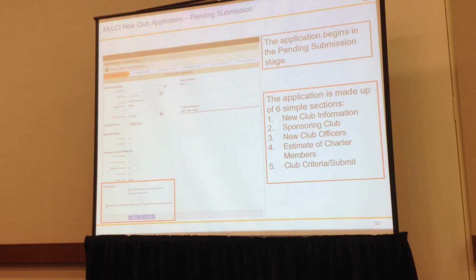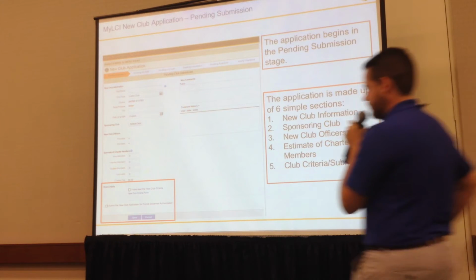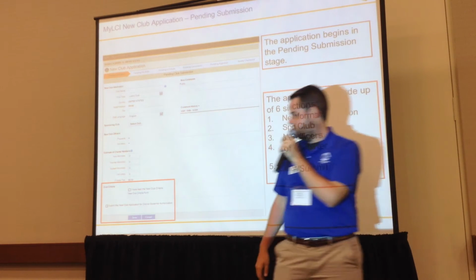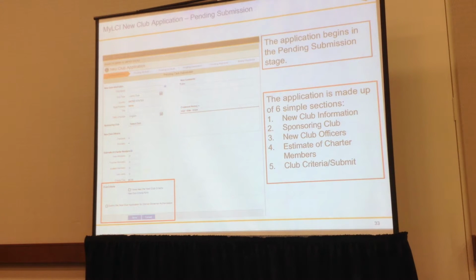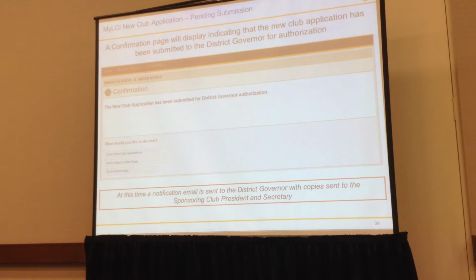Next, we have the club criteria, which you will need to read first before submitting, and make sure that box is checked. Once that box is checked, click on the Save button. And if you want to input any comments onto this record, you're more than welcome to do so. After the Save button is clicked, you will receive this confirmation page that it has been submitted to the District Governor for authorization. And at this time, a notification email is sent to the District Governor with copies sent to the sponsoring club president and secretary.